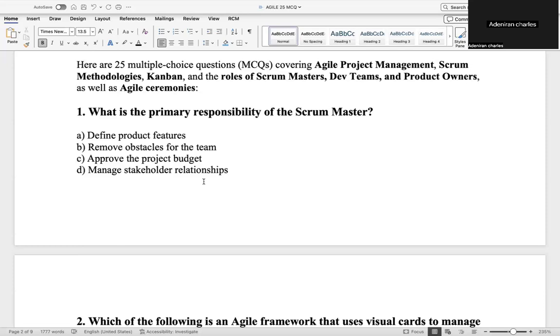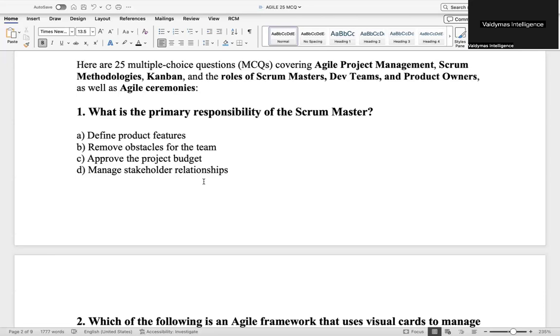So remove obstacles from the team, yes, that's his responsibility, but not necessarily his primary responsibility. So that's where the word primary now counts. Exactly, sir. Okay, so is it his responsibility to approve project budgets? No. That's the project sponsor's responsibility. Exactly. All right, so the option is now between B and D. Which one is the primary and which one is secondary? D seems to be like the primary, managing stakeholders relationship, because that's even where B comes in, which is also part of it.